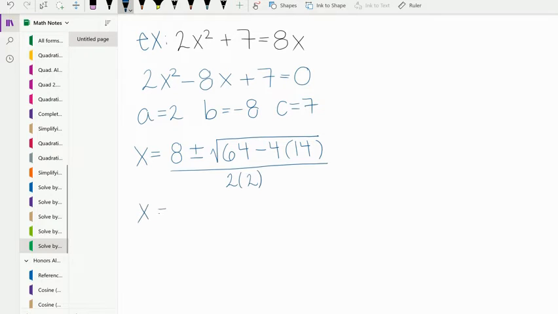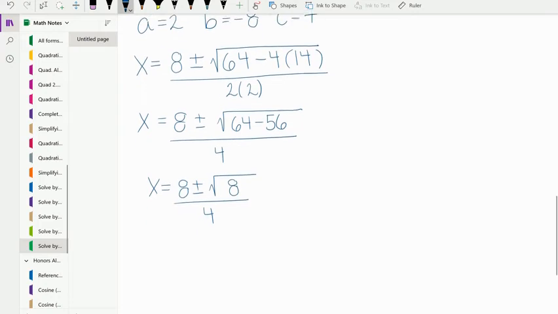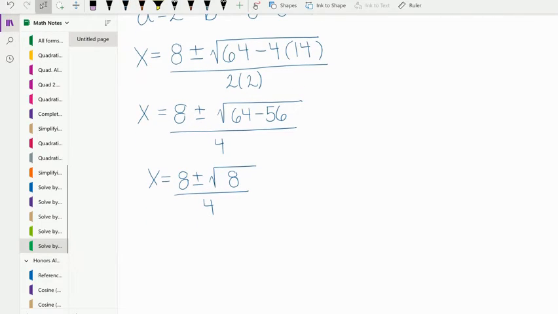So we keep going. X equals 8 plus or minus the square root of 64 minus 4 times 14, which is 56. And this is all over 2 times 2, which is 4. Then we get x equals 8 plus or minus the square root of 64 minus 56, which is 8, all over 4. Okay, so the next step, obviously we can't add those like they are because we have a square root and we have a number that's not a perfect square.